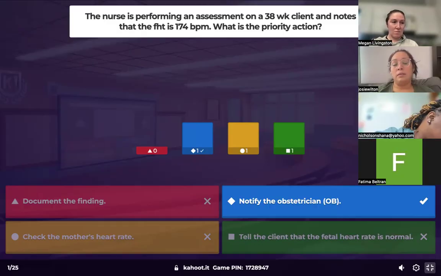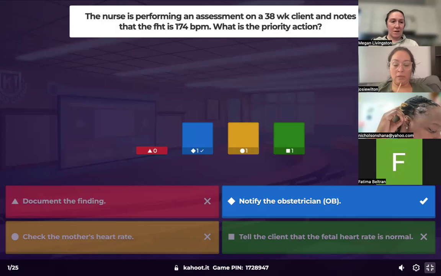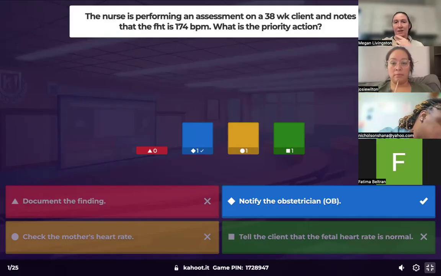So if you have a really early mom who's only like 12 weeks and you use your Doppler and listen to her tones and they're 170, that's not super abnormal for that gestation. But this mom being 38 weeks, we definitely want her in that 110 to 160 range. But that's a really good question.